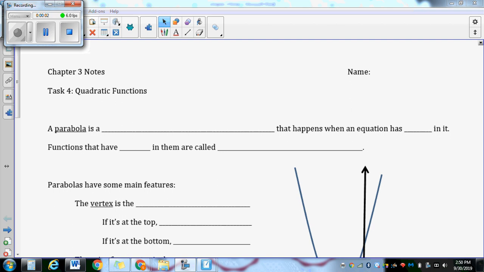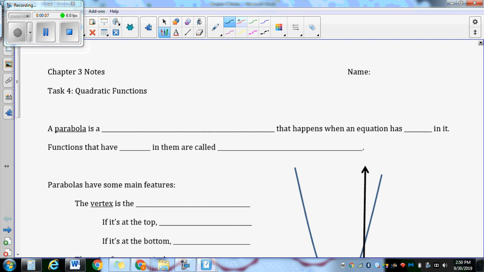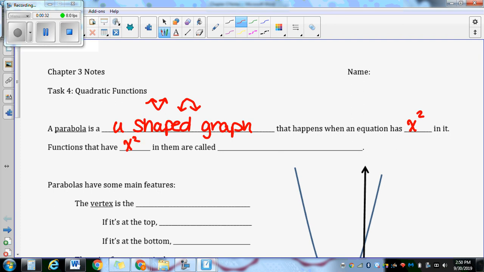So when we talk about quadratic functions, we're really talking about two different things. The main thing that we're talking about is a parabola. A parabola is a U-shaped graph. So that's something that looks like this, or it's something that looks like this, right? Either orientation is fine. And that happens when an equation has x squared in it. Anywhere in there, if you see x squared, it's going to be a parabola when you graph it. Functions that have x squared in them are called quadratic.